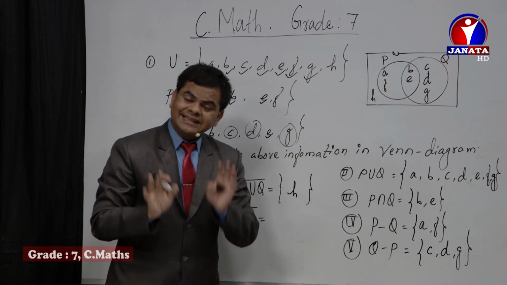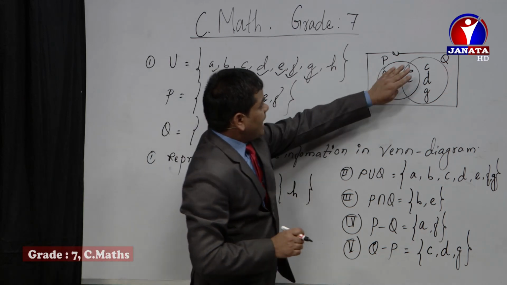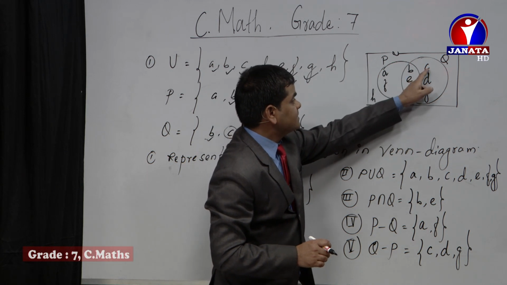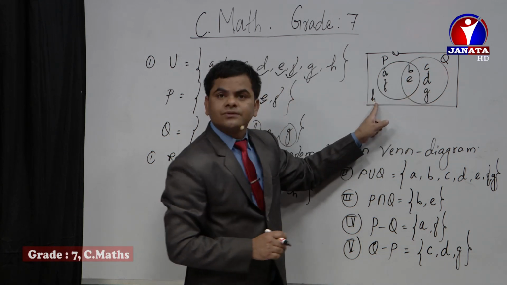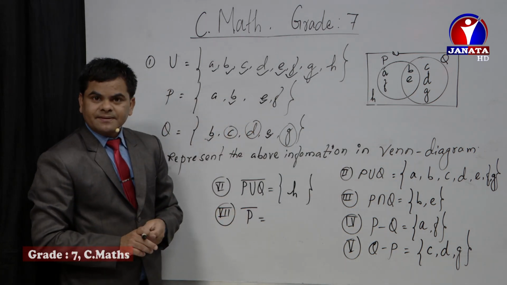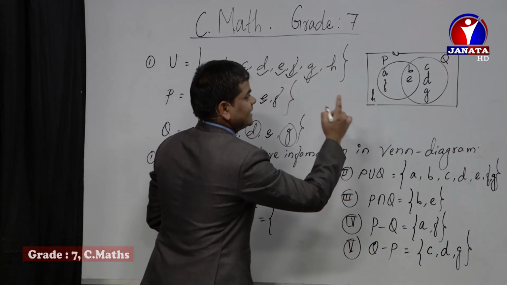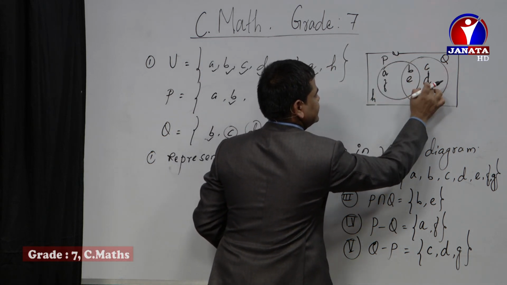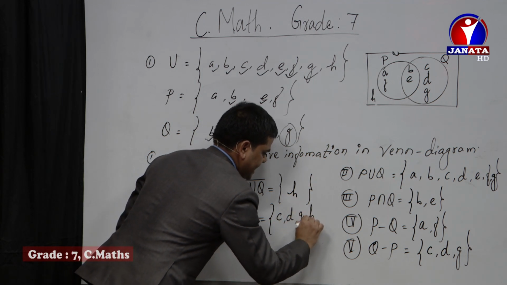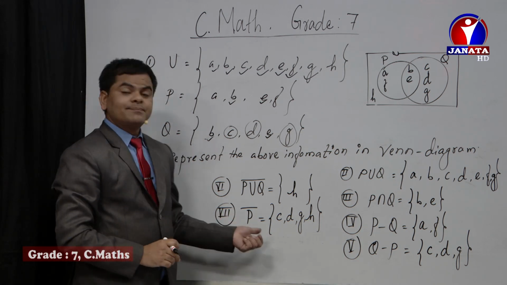But at the time, one thing should be kept in mind, dear students. We have hidden this one by using our hand. Now the remaining elements are not only these three, this one also. So we need to include this one also. So if we have to find P complement, except the circle P: C, D, G, H. So C, comma, D, comma, G, comma, H, and let's close the curly bracket. So this is P complement.